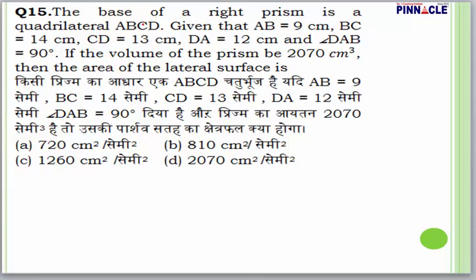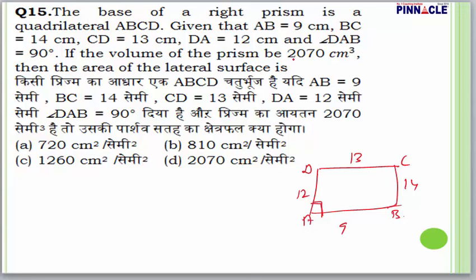Next question, question number 15. The base of a right prism is a quadrilateral ABCD. Given that AB 9, BC 14, CD 13, DA 12 and angle DAB 90 degrees. This is the quadrilateral, DAB, this is 90 degrees. ABCD and here AB is 9, BC 14, CD 13, DA 12 and DAB 90 degrees.